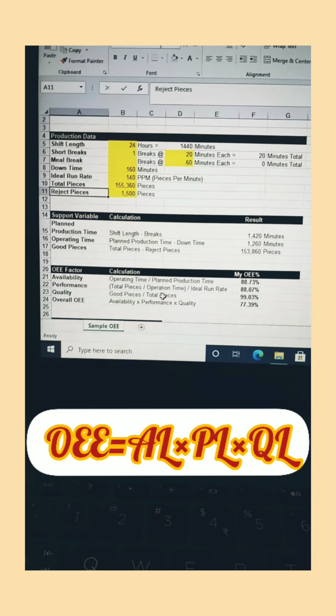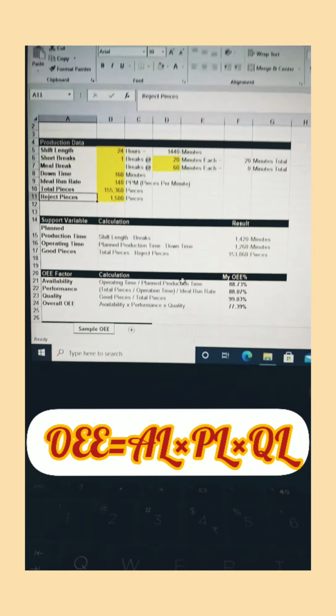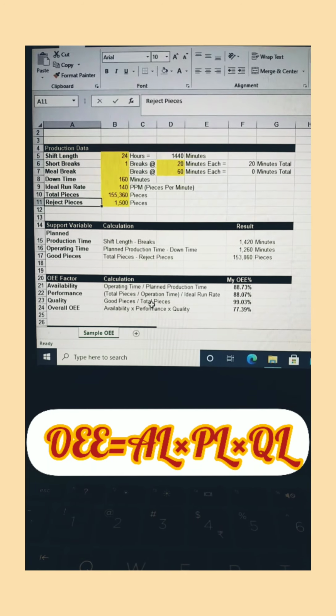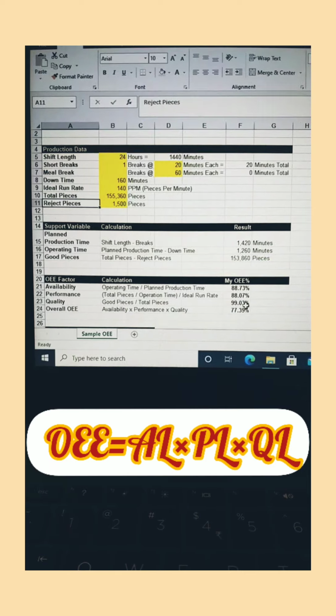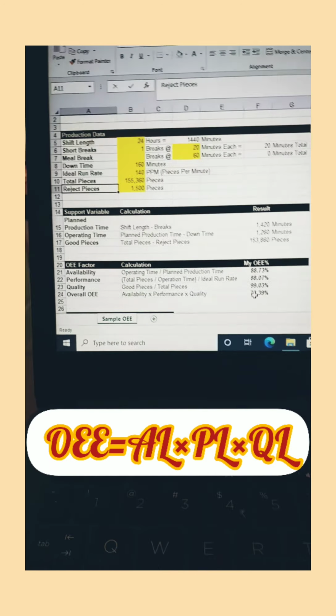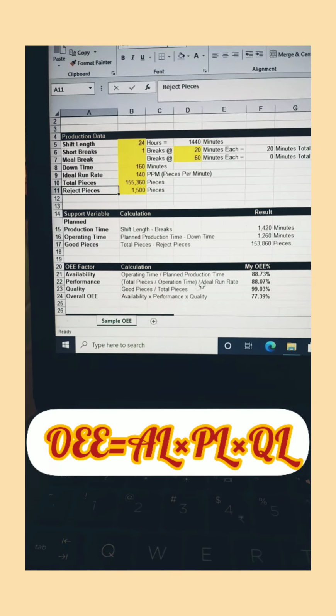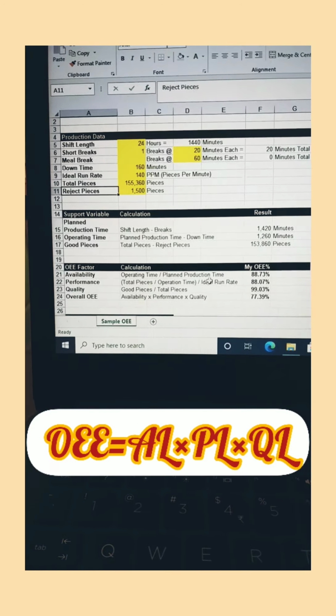Next, the quality rate. Good production, as I already calculated, divided by the total pieces that I produce, the actual production. So this will come as 99.03. Then multiplying all these three, availability, performance and quality, you can calculate the overall effectiveness. When I multiply all three, this 77.39% will be my overall equipment efficiency, or the OEE.